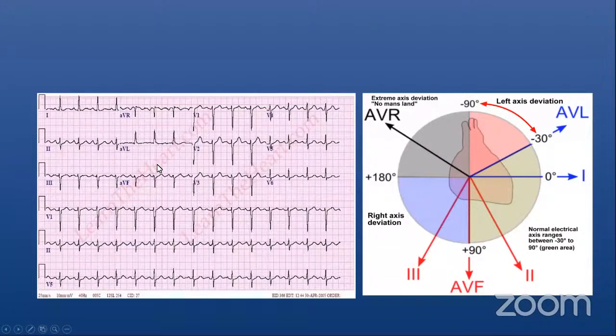So basically, this ECG shows you left axis deviation, and then look at the S wave in V1, V2, and then there is R wave predominantly in V5 and V6. So this is basically left axis deviation with some left ventricular hypertrophy.